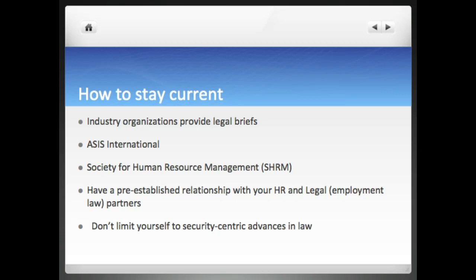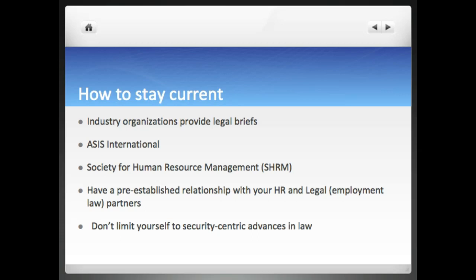Form those relationships early. And also don't limit yourself to security-centric advances in the law and changes in the law. A safety law change may impact you. Again, that downstream stuff. And look, don't kid yourself thinking you're going to stay current on every law that applies to you. You've got to make your best effort. You've got to show that you are taking those efforts to stay current.